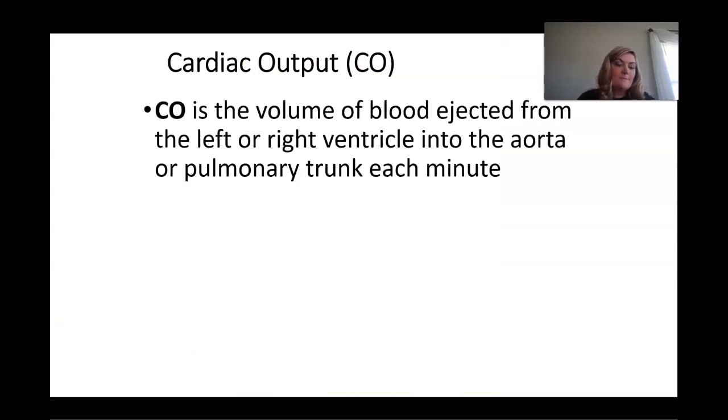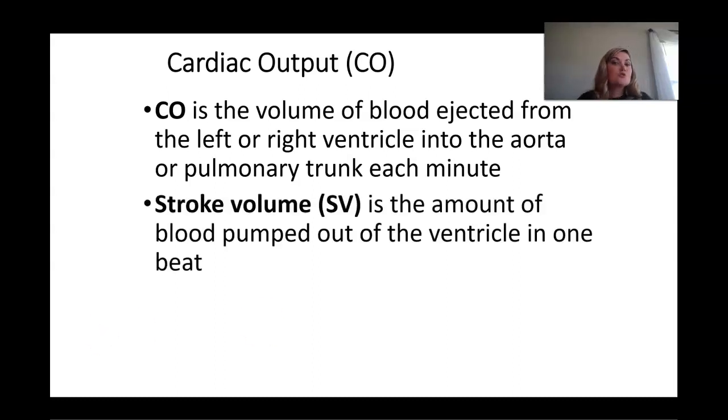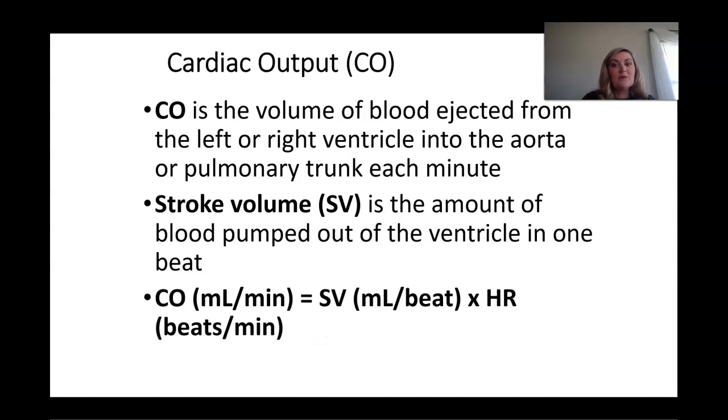Now, cardiac output is what we refer to as the volume of blood ejected from the left or right ventricle into the aorta or into the pulmonary trunk each minute. Stroke volume, often referred to as SV, is the amount of blood pumped out of the ventricle in one beat. So CO is each minute, and SV is each beat. In order to figure out total cardiac output, you can take the SV in milliliters per beat and multiply it by the heart rate in beats per minute.